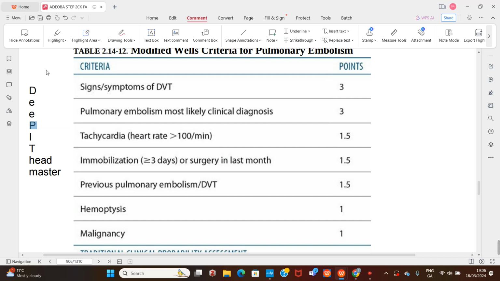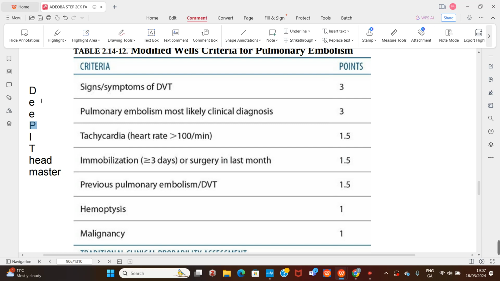So, Deep Pit Headmaster. The D stands for symptoms of DVT. Can you identify it in that patient? P, does the patient have signs and symptoms of PE that you might consider as a diagnosis? Then the T is for the tachycardia. The I is for immobilization of 3 days or more, or surgery within the last 1 month. Then this P2 is like P squared, so another P for previous pulmonary embolism or DVT. Then the last ones are the headmaster: hemoptysis for the H, master for the malignancy.